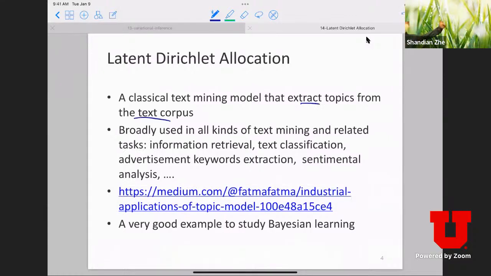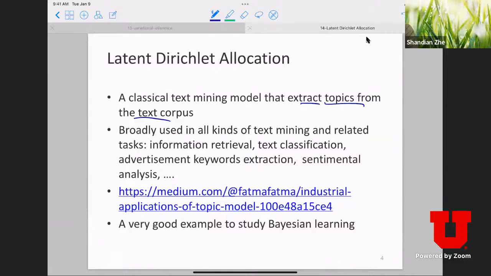So basically, imagine that you have a collection of articles from the New York Times or Washington Post. I want to know what topics those articles are talking about. It might be war, business, politics, entertainment. So we want to extract keywords which represent different topics from those documents.